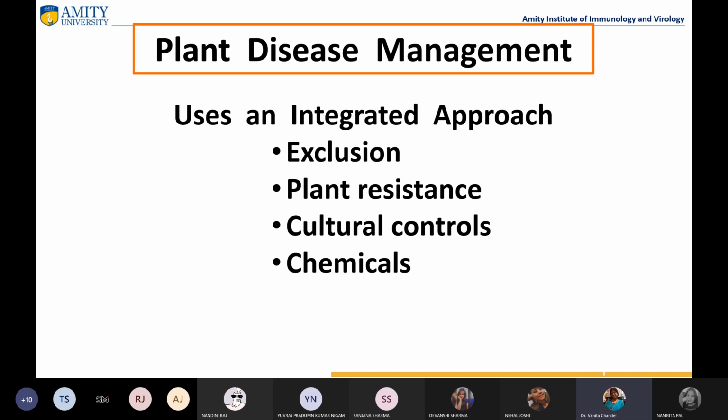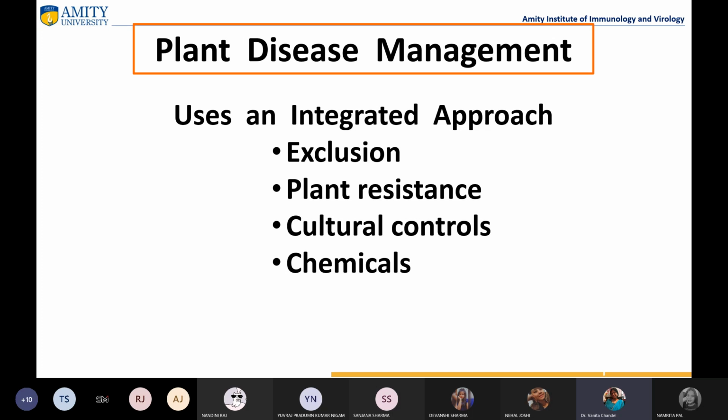Okay, so plant disease management, as I told you, uses an integrated approach. These are basically called the principles of plant disease management. Also, if there's a question like what are the principles of plant disease management, you are going to write this: exclusion, plant resistance, cultural control, and chemicals. So exclusion means how the pathogen is removed from the field, is excluded from the field, right? Exclusion means how we are avoiding the pathogen in the field.